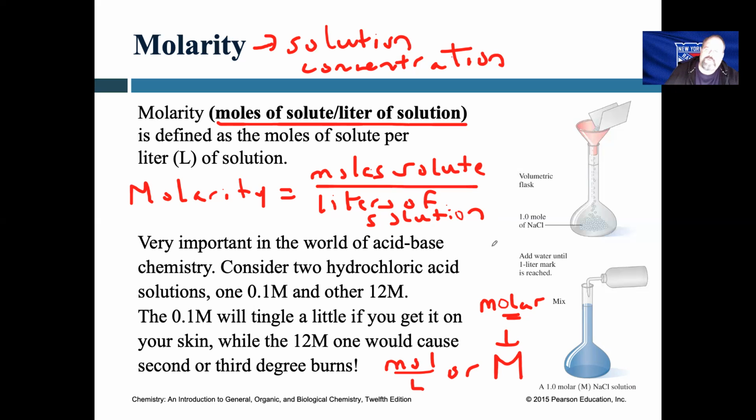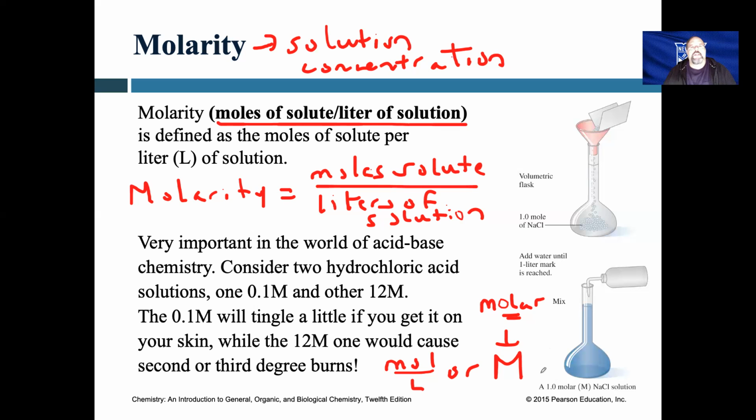Then on the right here in the picture, they give you a diagram of how they make an actual 1 molar sodium chloride solution. They measure out 1 mole of solid sodium chloride, which I believe is about 59 grams of it. They put it in a volumetric flask and dilute it with water to the 1 liter mark so that you have 1 mole in 1 liter. 1 mole divided by 1 liter gives you 1 molar, or 1 mole per liter. This is a common methodology used to make different molarity solutions in what are known as volumetric flasks.